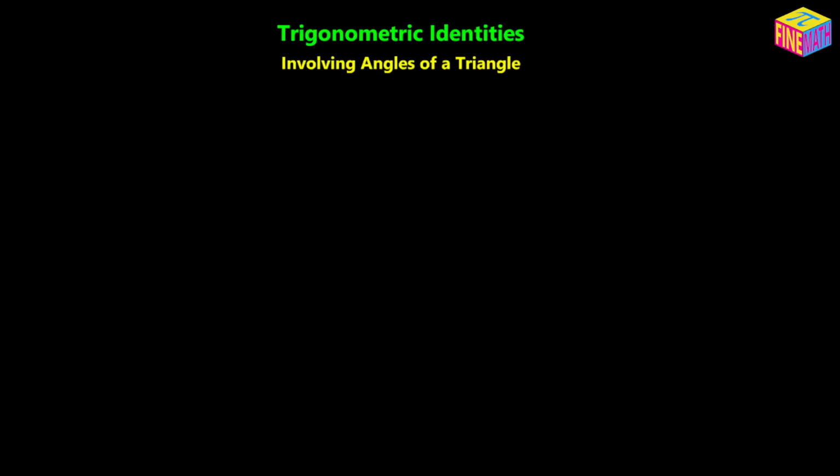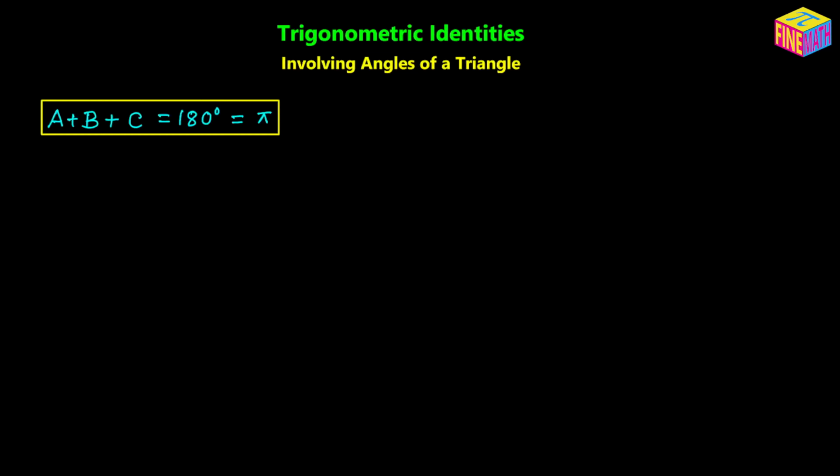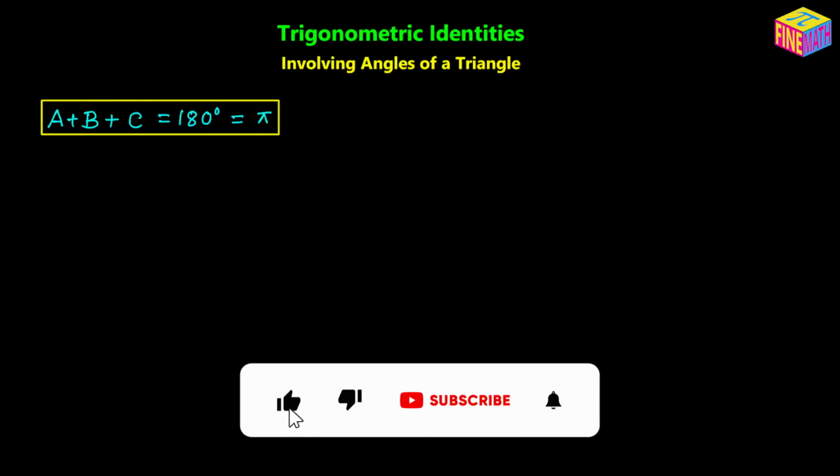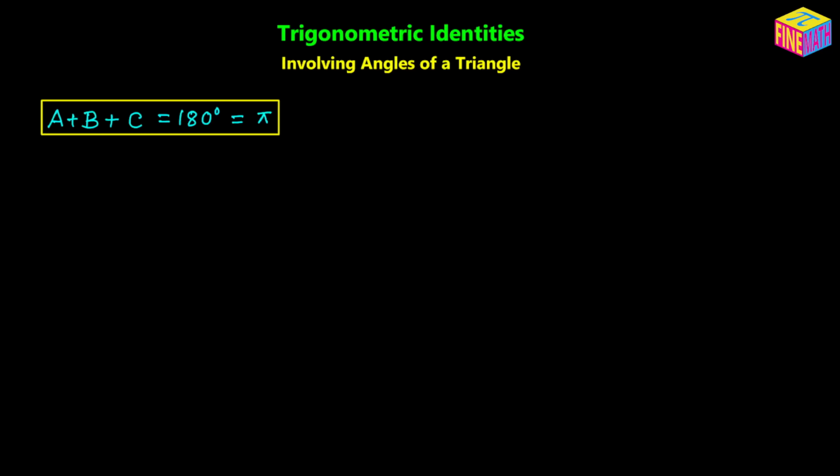Hi everyone, in this video we are going to discuss the various trigonometric identities that involve the three interior angles of a triangle. We know that the sum of the three interior angles of a triangle is equal to 180 degrees or pi radians, and if we denote the angles of the triangle with uppercase letters, we can say that A plus B plus C is equal to 180 degrees or pi radians.